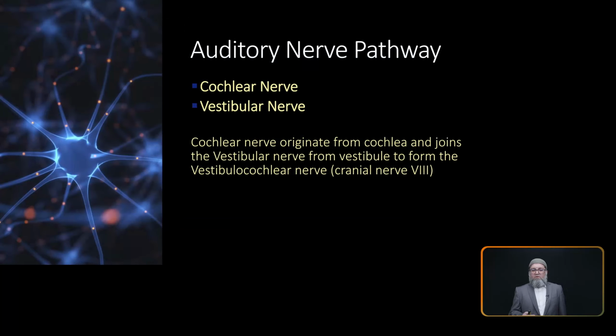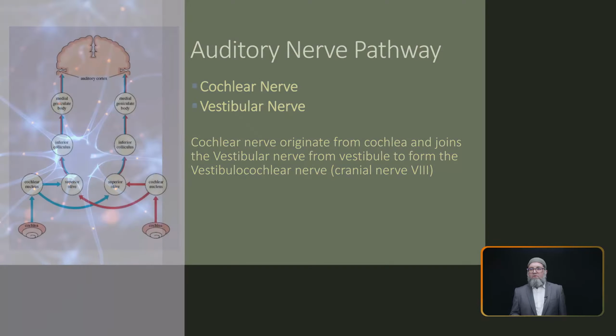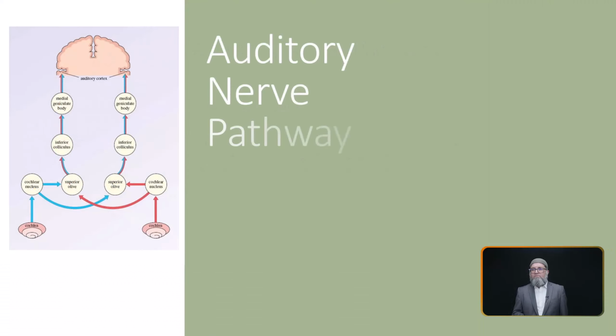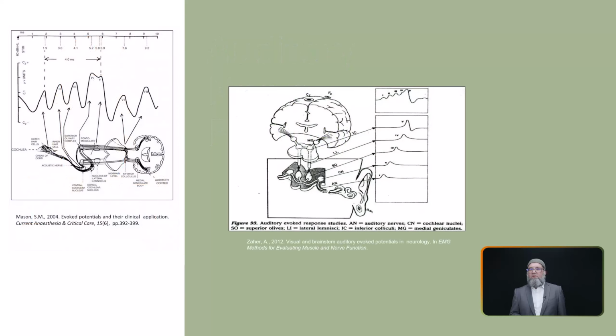So when we look at the auditory nerve pathways, we have two nerves, the cochlear nerve and the vestibular nerve. The cochlear nerve originates from the cochlea and joins the vestibular nerve to form the vestibulocochlear nerve. So the nerve originates from the cochlea, goes to the cochlear nucleus, then to the superior olive, then the inferior colliculus, then the medial geniculate body, and then the auditory cortex.